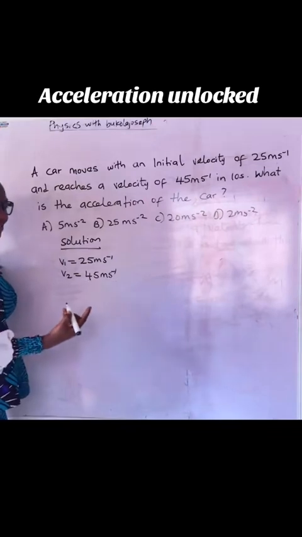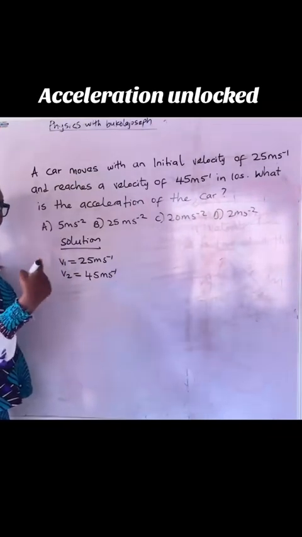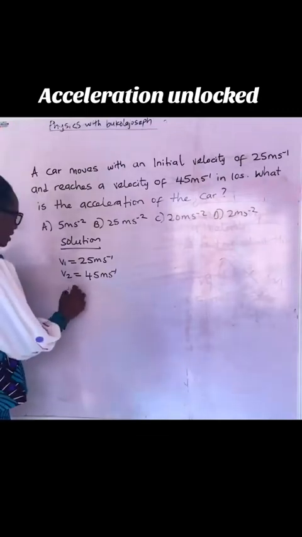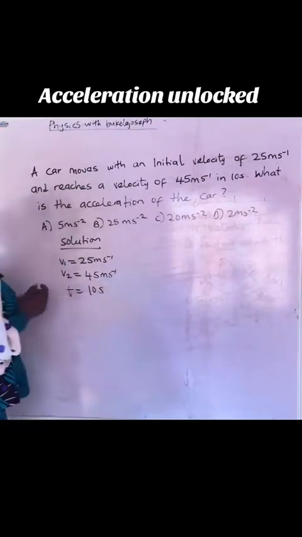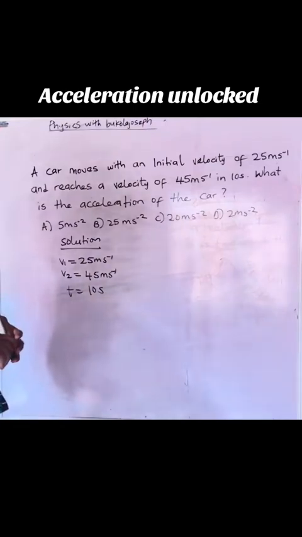in 10 seconds. That second should tell you that it's time. From the unit, you should be able to tell what quantity it is. So we have our time in 10 seconds. What is the acceleration of the car? By now you know the formula for acceleration. But just in case you don't know the formula, if you know how to define it, of course you can still state the formula. What is acceleration?